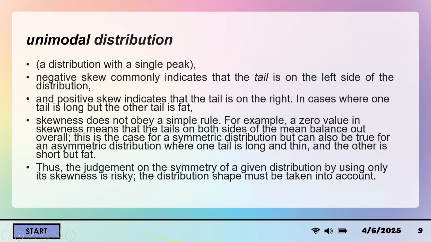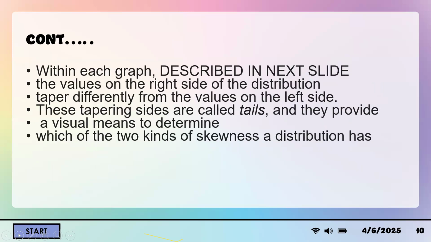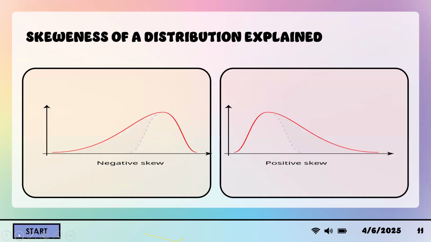In the upcoming slides, we'll be looking at another important and interesting fact about the skewness of the data. Within each graph described in the upcoming slides, the values on the right side of the distribution taper differently from the values on the left side. These tapering sides are called tails, and they provide a visual means to determine which of the two kinds of skewness a distribution has, either a positive one or a negative one.